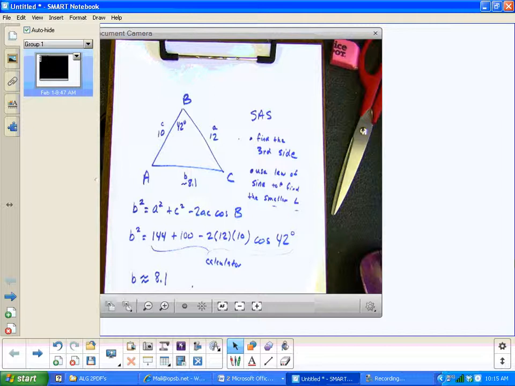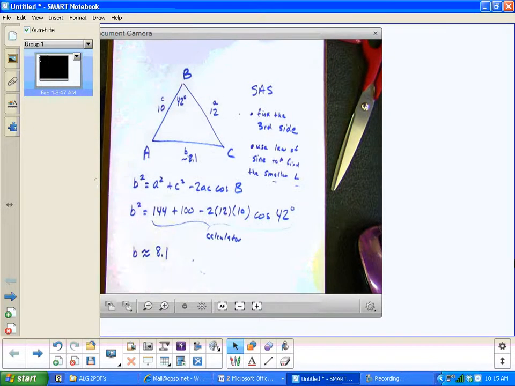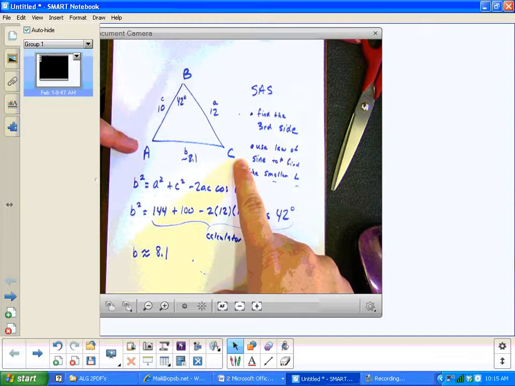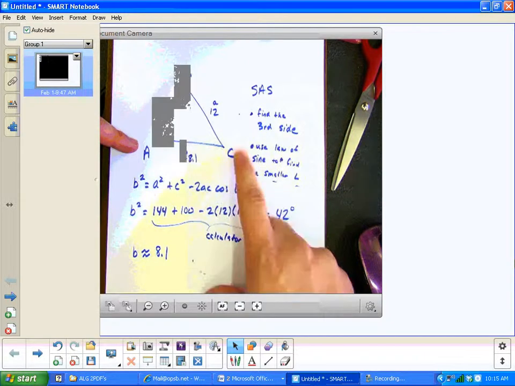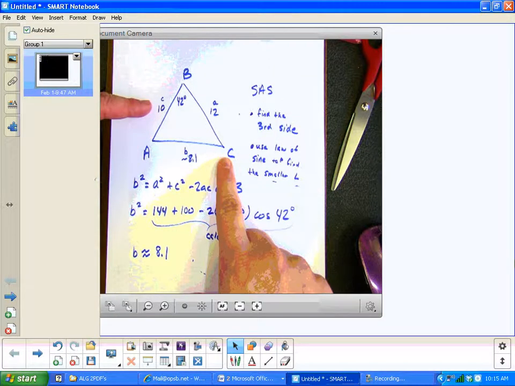Now, here's the question, though, and this is a pretty legit question. How do I know which one is smaller? Is A or C smaller? Well, this comes back to a theorem in geometry. The smallest angle will always be opposite of the smallest side. So it would be C, because if 10 is the smallest side, then that would be the smallest angle.